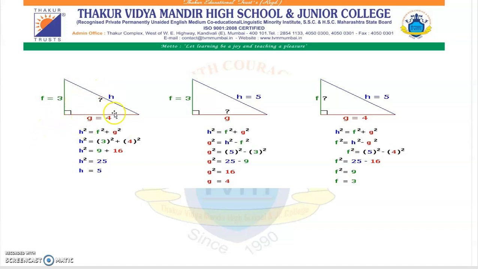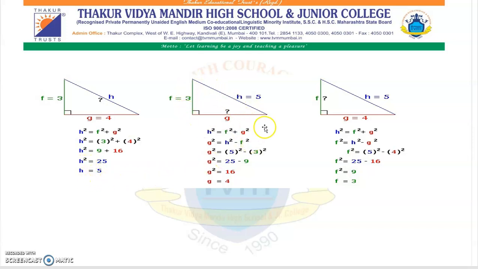We know that hypotenuse square equal to side 1 square plus side 2 square. So value of side 1 is 3, so 3 square, side 2 is 4, so 4 square. 3 square is 9, 4 square is 16, 9 plus 16 is 25. So taking square root of both sides we get h equal to 5.